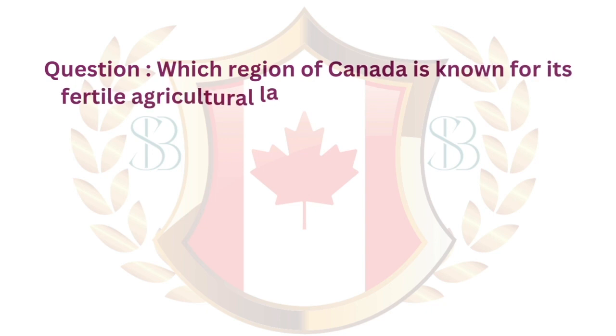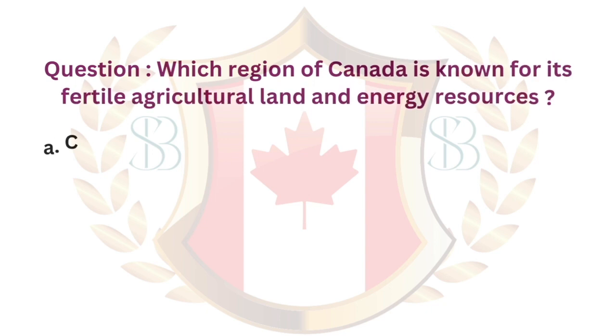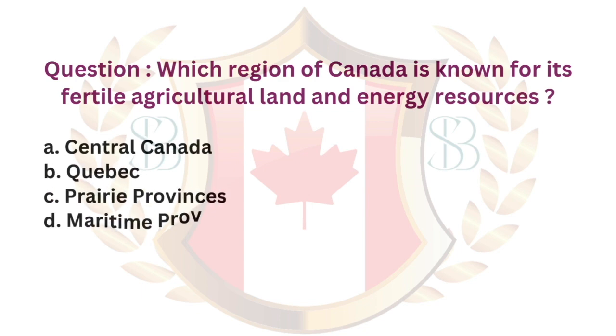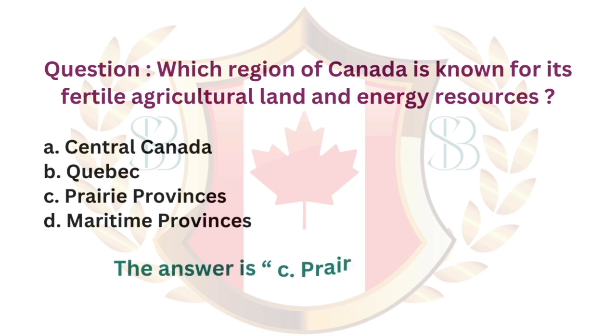Question: Which region of Canada is known for its fertile agricultural land and energy resources? A. Central Canada. B. Quebec. C. Prairie provinces. D. Maritime provinces. The answer is C. Prairie provinces.